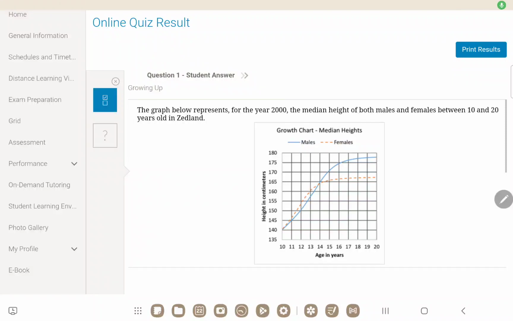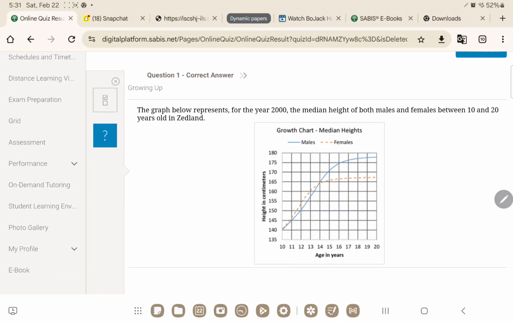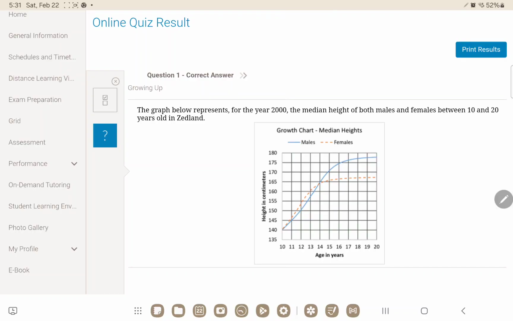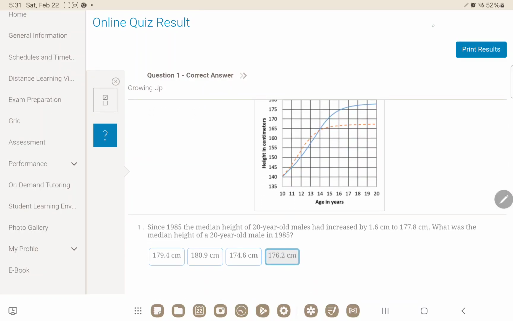And so today we're going to be doing the week 10 math AMS quiz. It's really easy this week if you focus. Now let's start. So we have the graph below represents, for the year 2000, the median height of both males and females between the ages of 10 and 20 in Zland.